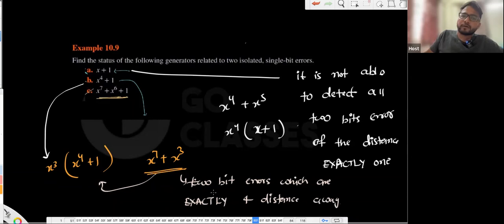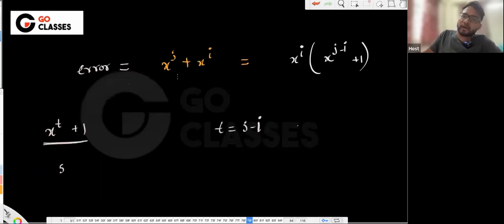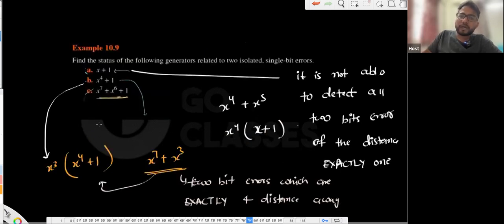Similarly, you cannot detect this one if j minus i is exactly t, which means if this error and this error are exactly t distance away, then x power t plus 1 cannot detect that error. If it is exactly one distance away, x plus 1 cannot detect those kinds of errors. If it is exactly 4 distance away, x power 4 plus 1 cannot detect those kinds of errors.